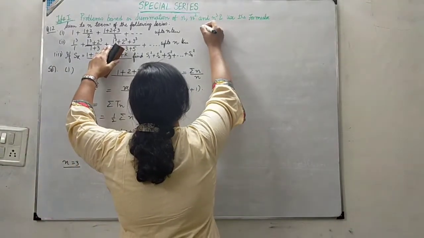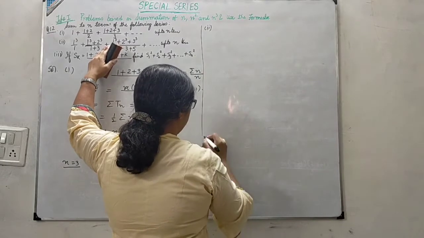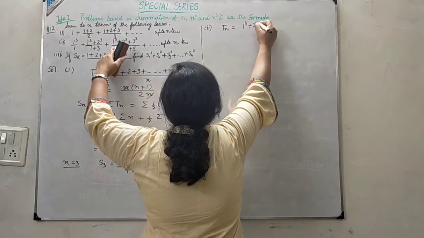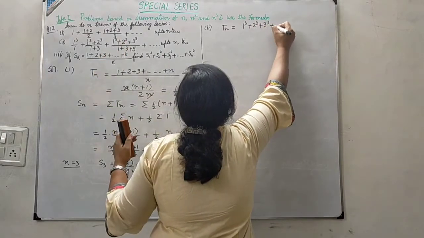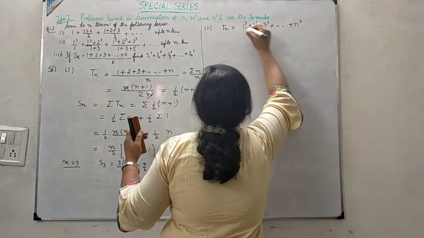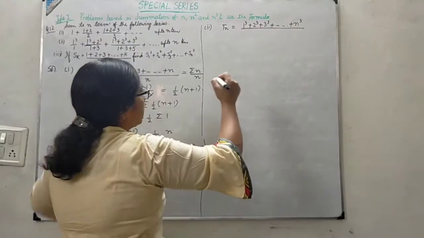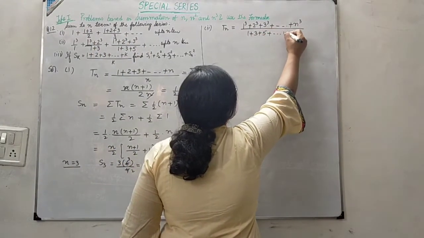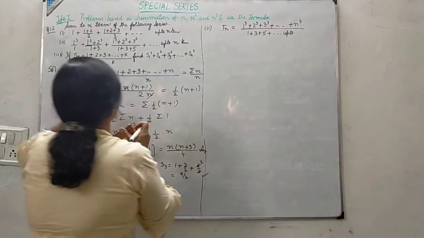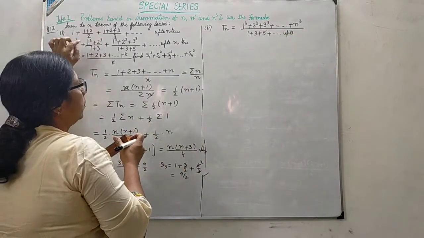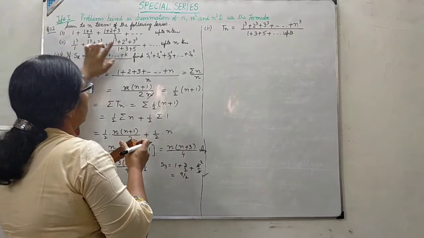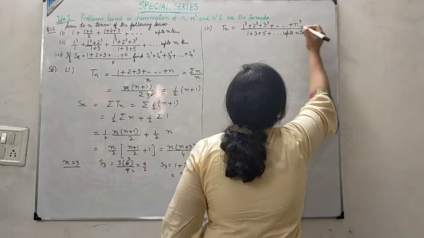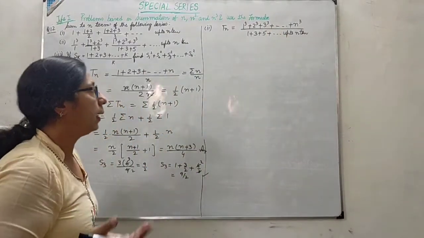So for the second term, if I want to find Tn, this nth term will be 1 cube plus 2 cube plus 3 cube up till n cube. We can always recognize the pattern, and 1 plus 3 plus 5 up till n terms, because in the first term 1, second term 1 plus 3, third term 1 plus 3 plus 5. So nth term we have 1 plus 3 plus 5 up till n terms.